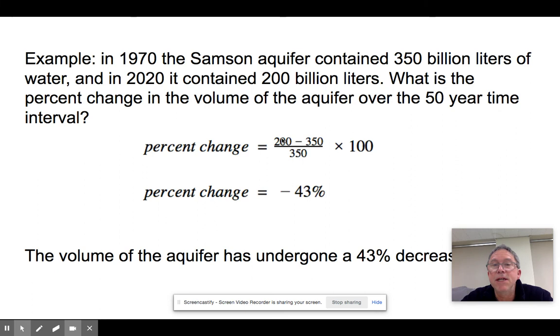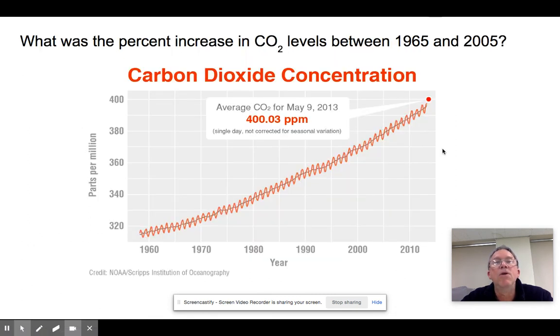We're always going to say the final minus initial divided by initial times 100. And it'll always give us the right answer. So let's look at another one. What is the percent increase in CO2 levels between 1965 and 2005?